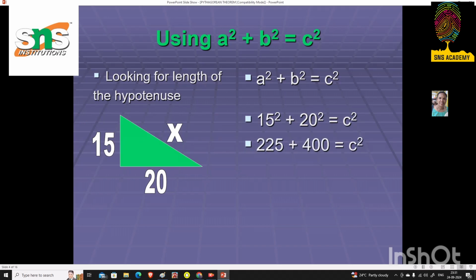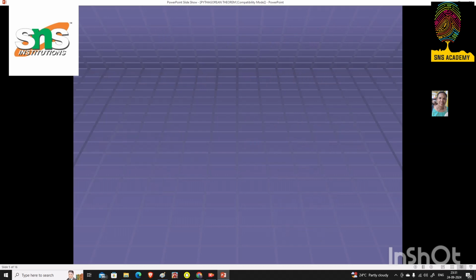15 square value is 225 and 20 square is 400. When you add 225 plus 400, the answer will be 625. So C square is equal to 625. But we need C, that is the measurement of the hypotenuse. So C square is equal to 625 means to find the value of C we have to find the square root of 625. Square root of 625 is 25. So the measurement of the hypotenuse is equal to 25.